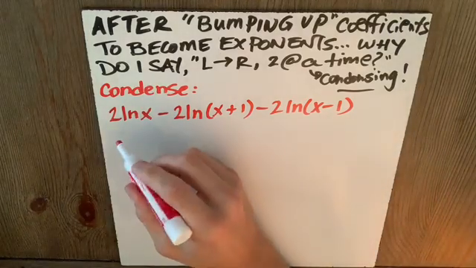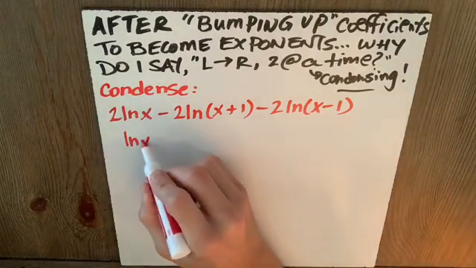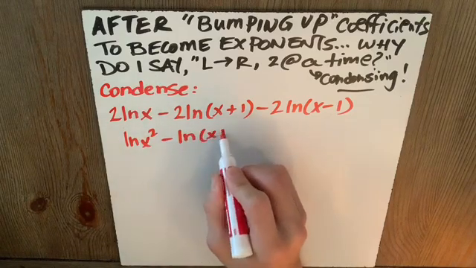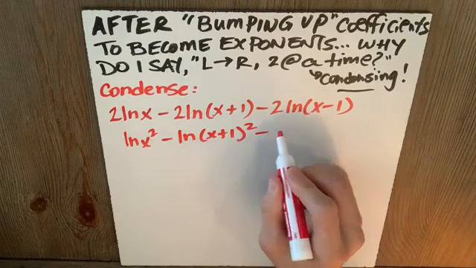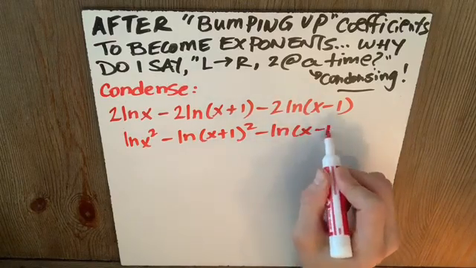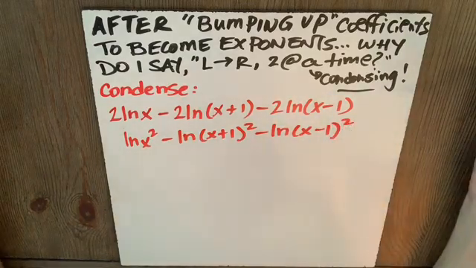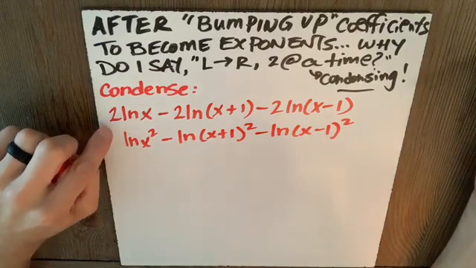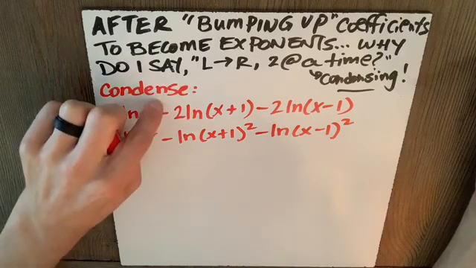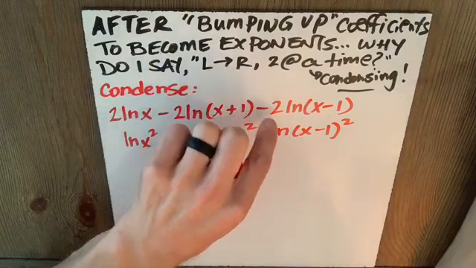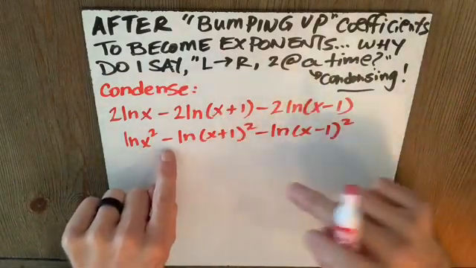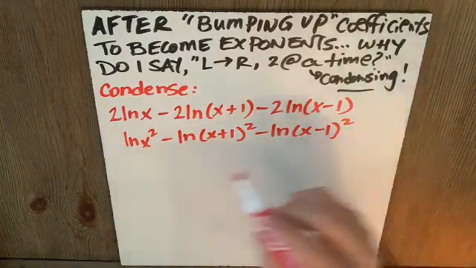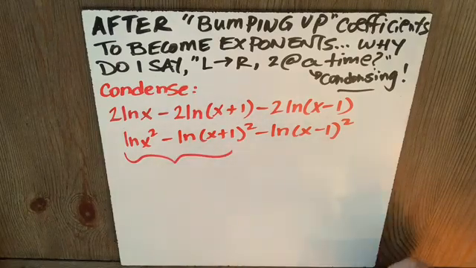First, I'm going to write this as natural log x squared minus natural log (x plus 1) squared minus natural log (x minus 1) squared. Look what I've done. I used the power property to make, in each case, my coefficient an exponent. I keep my negative signs. I just deal with the digit there. Now I'm going to go left to right 2 at a time.